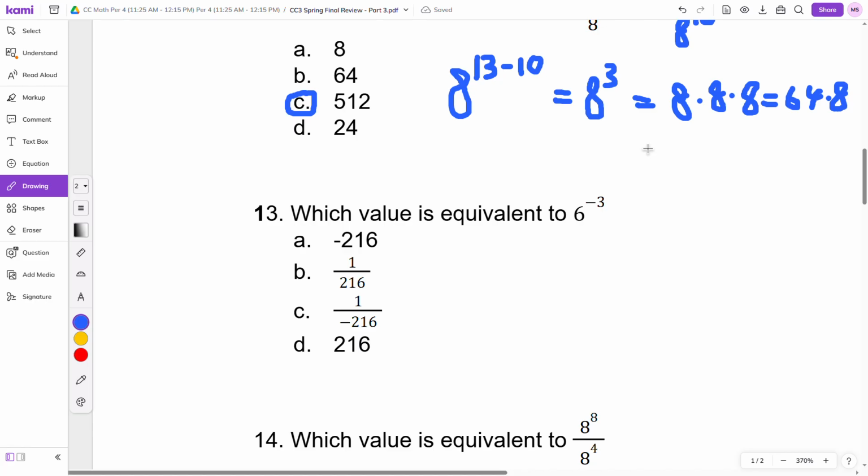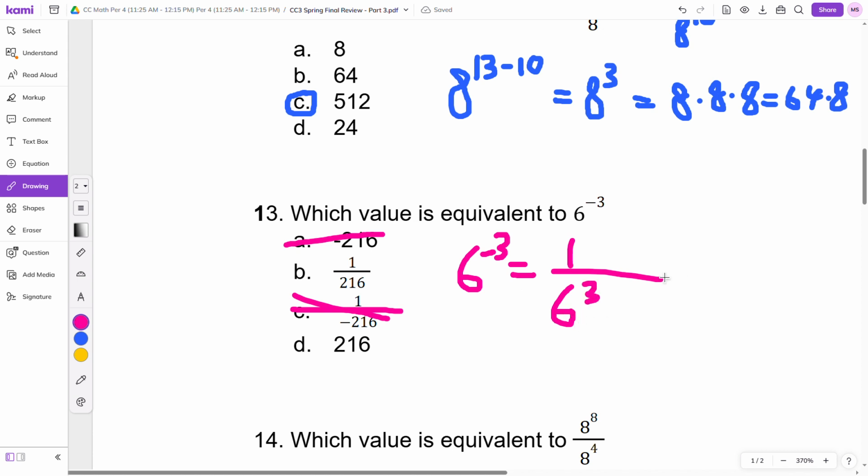Which value is equivalent to 6 to the negative 3? Well, negative exponents, we've talked about those, but they're always confusing for people. It does not make the number negative. So A is out and C is out. Just because there's a negative exponent does not make the number negative. That's not how that works. So what is it, though? Well, 6 to the negative 3 is the same thing as saying 1 over 6 cubed. Okay, and 6 cubed is 216, so this is 1 over 216. 6 cubed is just 6 times 6 times 6, and so the answer is B.